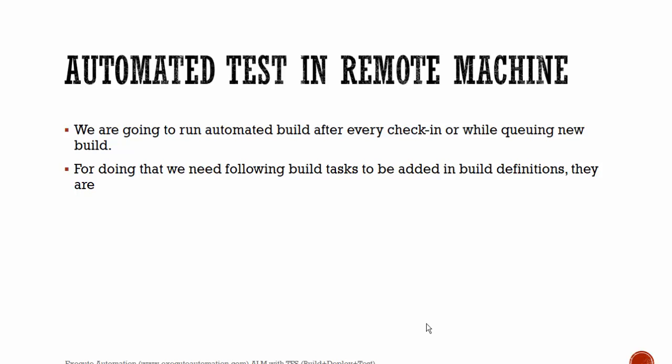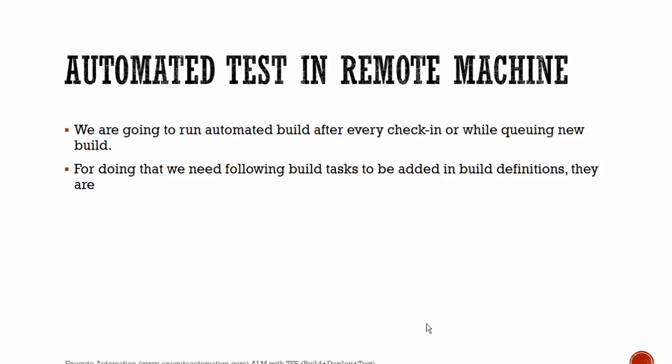So we are going to run an automated build after every check-in or while queuing a new build. For doing that, we need the following build tasks to be added in the build definitions. I'm bringing in a new word here, but build tasks are something we have already discussed in our previous video, like adding command prompts and copying files from our local machine to Hyper-V machines. That's exactly what I'm talking about.